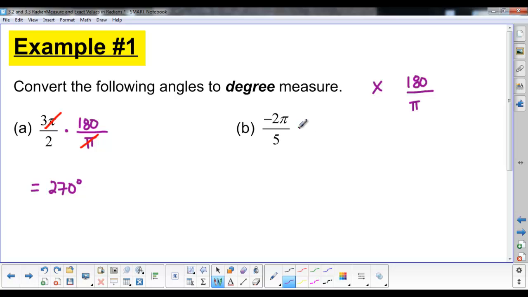Now let's try again. Negative 2 pi over 5, if we multiply by 180 over pi, again the pi's cross out, and we are left with negative 2 times 180, and then divide by 5. If you work that out, we end up with 72 degrees. Remember that this is the ratio to change from radians to degrees, and the way that I remember that is that pi is on the bottom, and that will cross out the pi's.